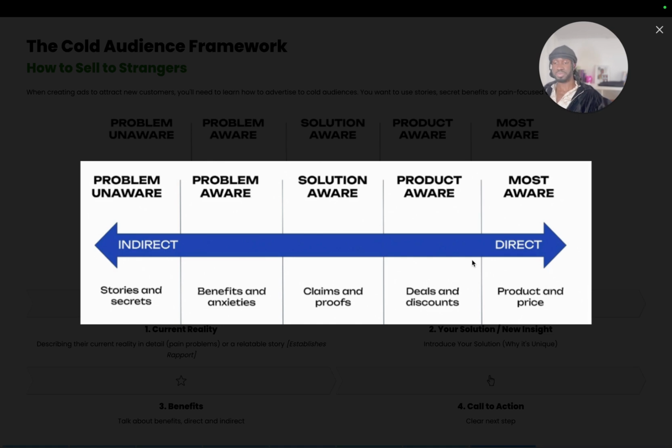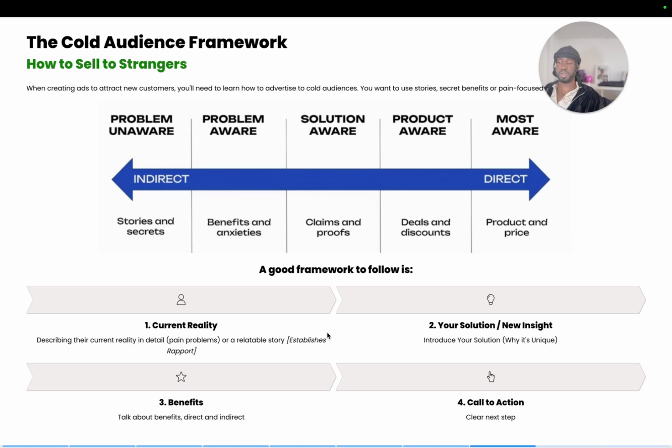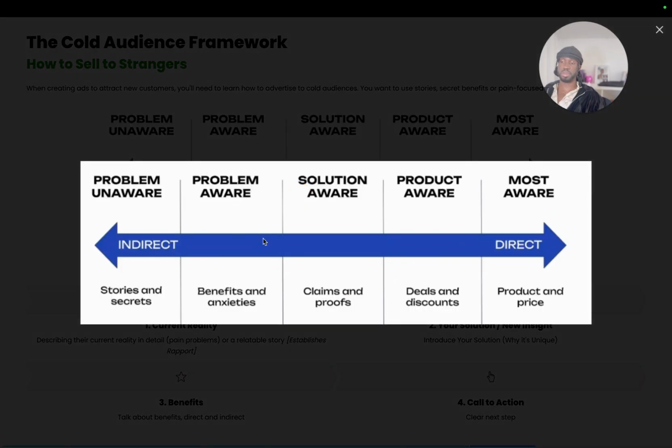For example. And then the most aware, they're probably the most price sensitive. So they're probably looking for just the best deal, the best discount, they already want to buy, right? So you can see how, depending on the different awareness stages, your messaging to these people has to change. Now, a good framework to follow, if you're a business that wants to scale, is to focus on these areas: the problem unaware, problem aware, and solution aware people, right?